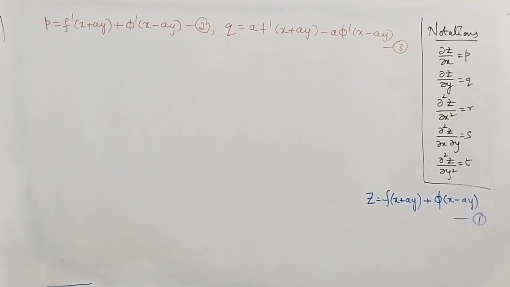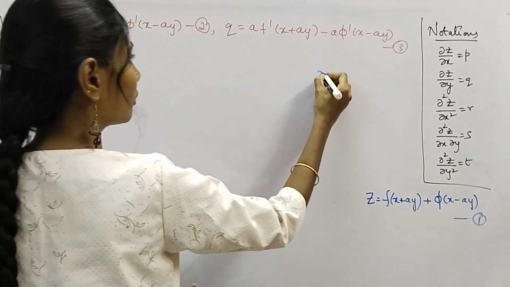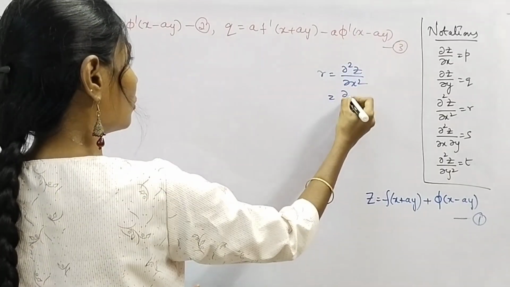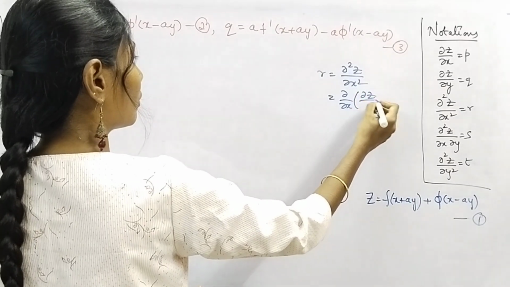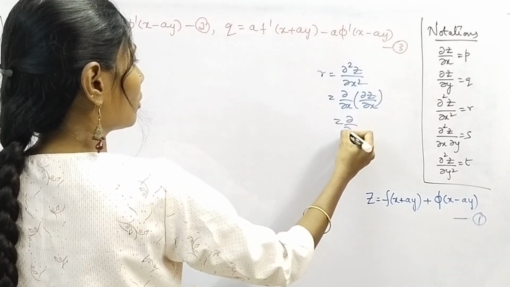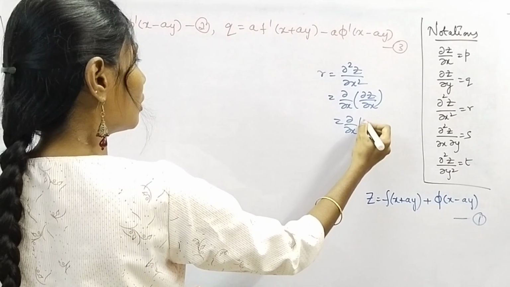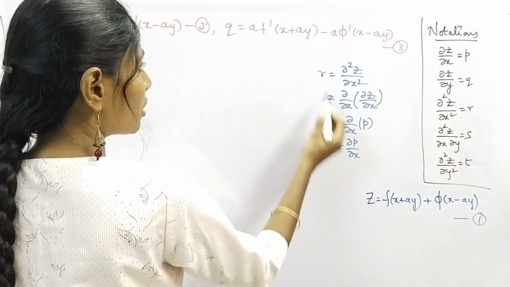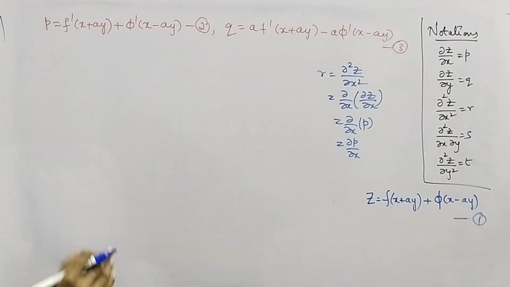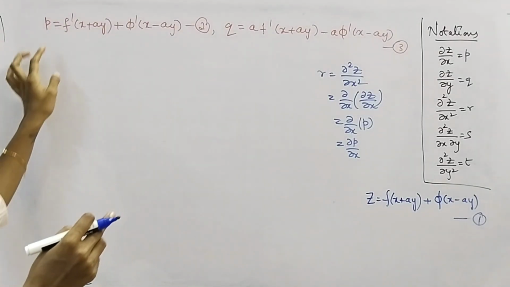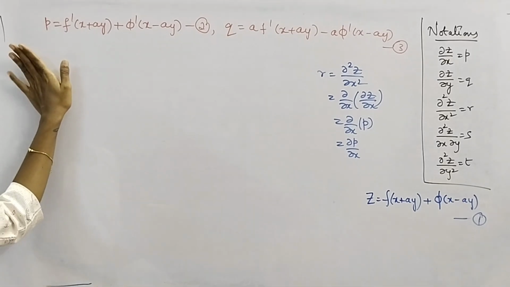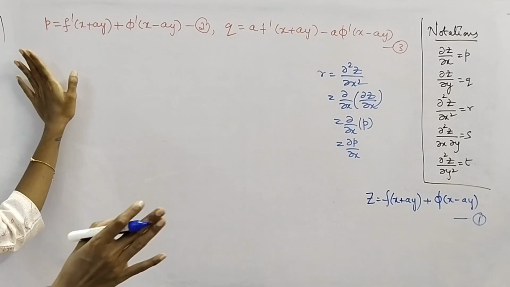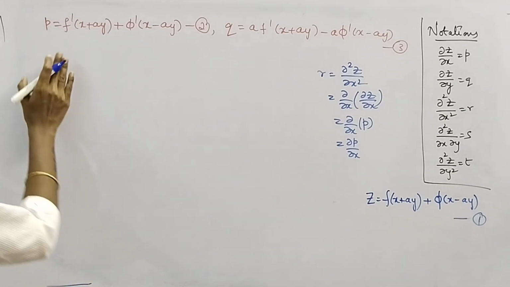Fine, now we need to find r, right? R is nothing but dou square z by dou x square. Now just you can write this as, we know that dou z by dou x can be replaced by notation p. So partial derivative of p with respect to x gives r. That is, partial derivative of an equation that involves p with respect to x will give an equation that involves r. Okay, fine.